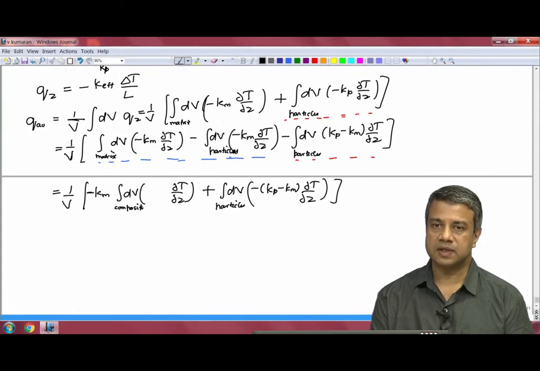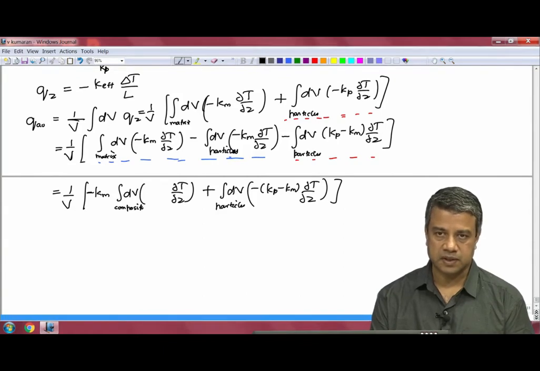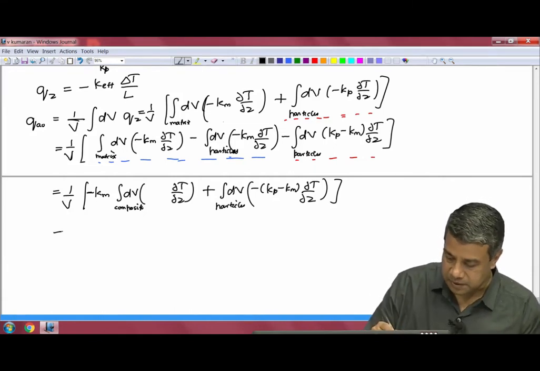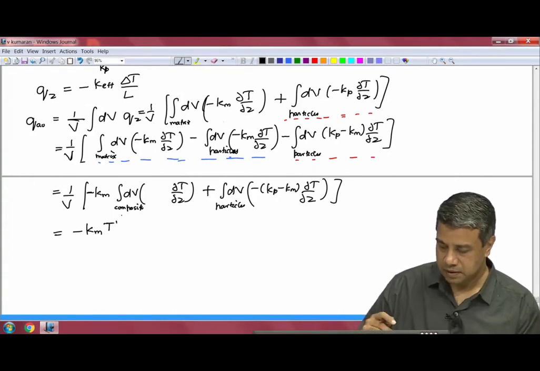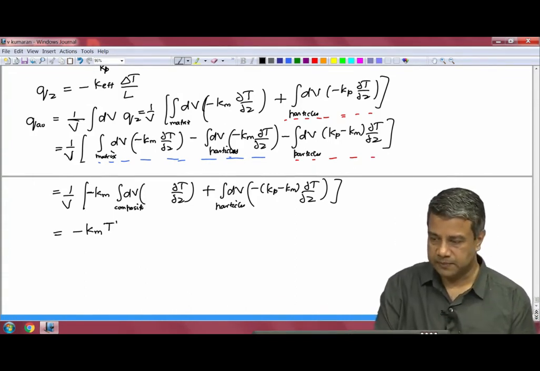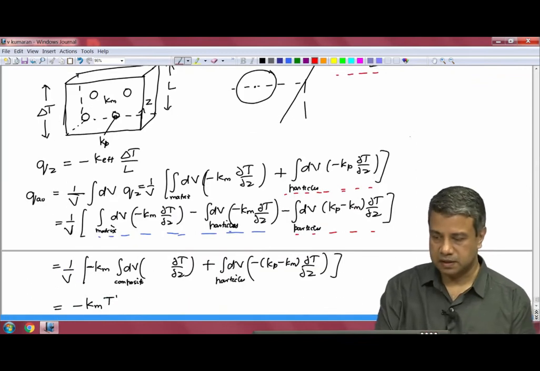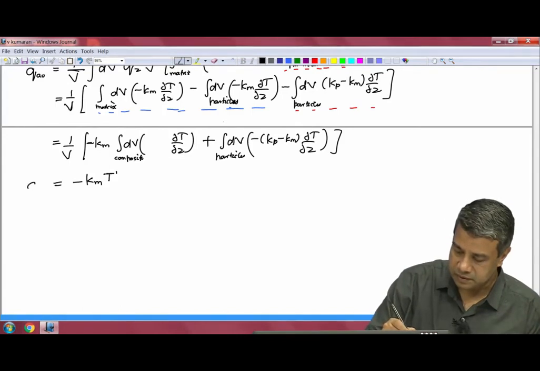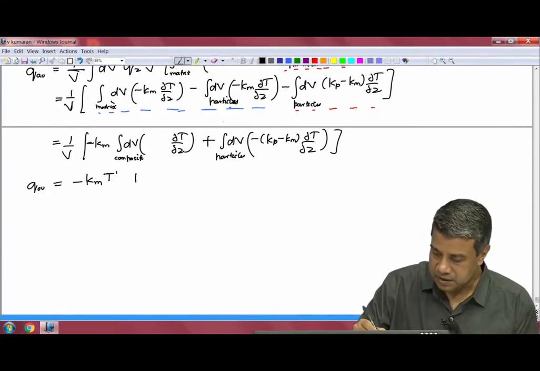So, this is just equal to the applied temperature gradient. The volume average of the temperature gradient over the entire composite has to be equal to the applied temperature gradient, which is T prime, where T prime was the applied temperature gradient. So, this is minus Km T prime, the average heat flux you would have had if there were only matrix.